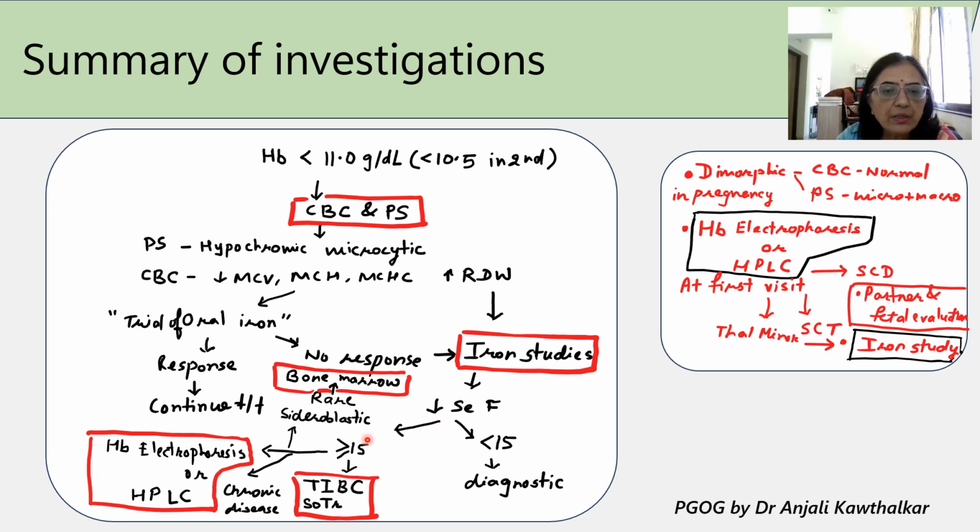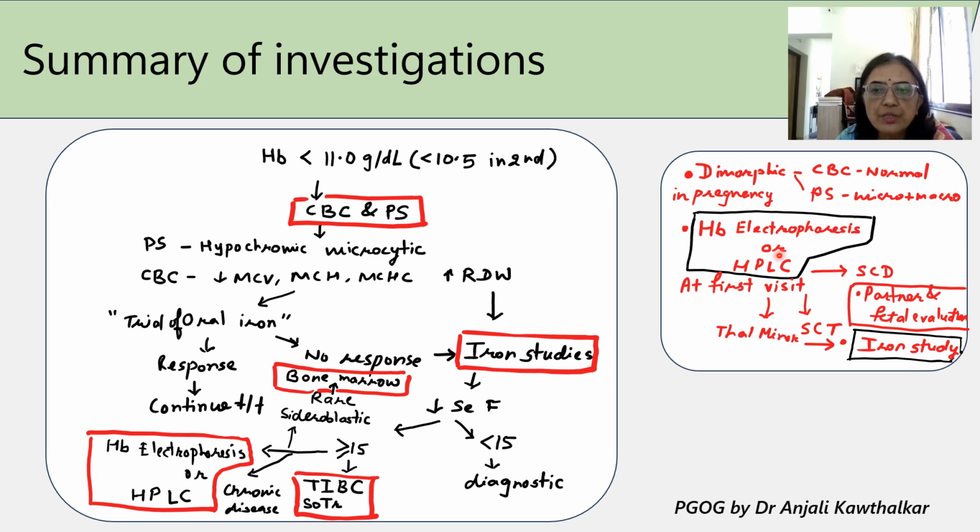And we should also consider other possibilities in a non-responder. Whether the patient has hemoglobinopathy, by doing electrophoresis, or a better investigation, HPLC, that is high performance liquid chromatography. And we need to see whether the patient has any chronic disease, and rarely, if all the other possibilities are ruled out, we need to go for bone marrow analysis to rule out sideroblastic anemia. A special comment about pregnancy: dimorphic anemia might be there, where CBC will be normal but the peripheral smear will show microcytic and macrocytic cells in pregnancy. We need to remember that.